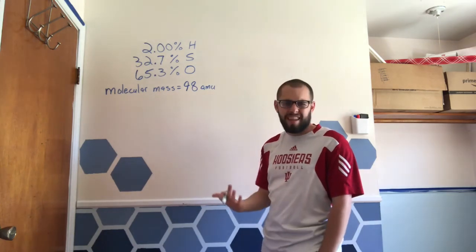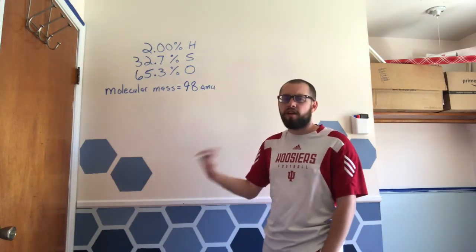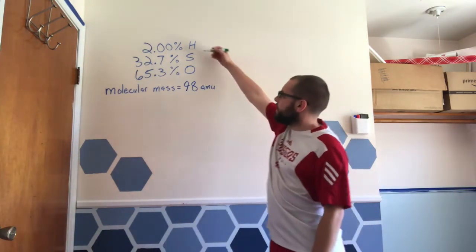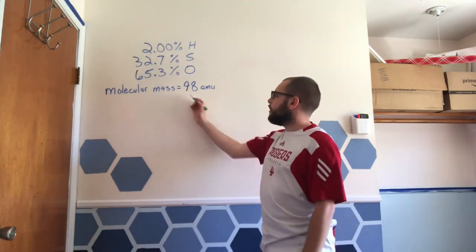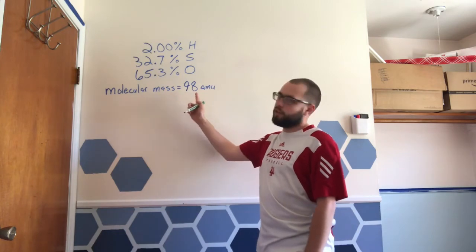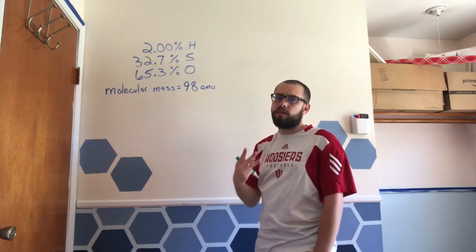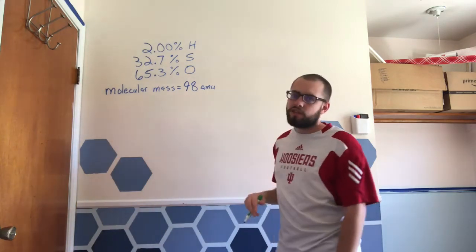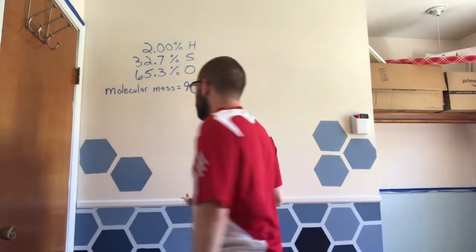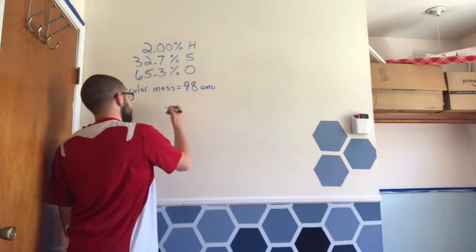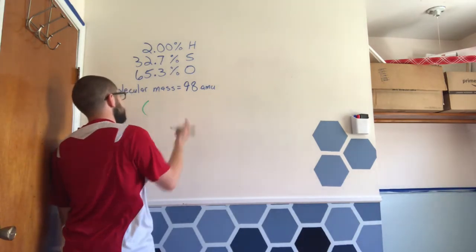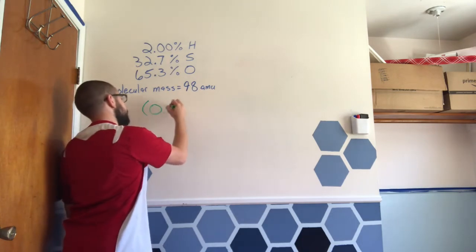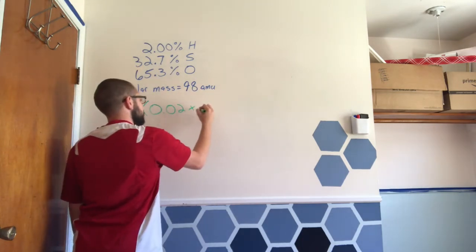I think that these problems are actually easier than the empirical ones. What you're going to do, take these percentages and multiply them by the molecular mass. So we're going to end up doing this 3 times. Remember that when you multiply by a percentage, we need to change it into a decimal. So I'm setting this up 3 times here. 2% as a decimal, 0.02. And that's times 98.